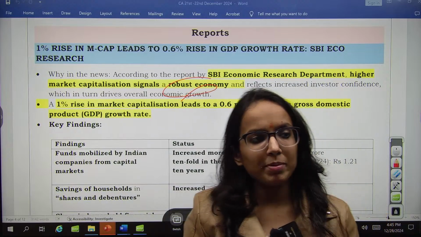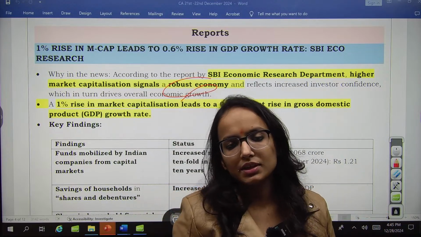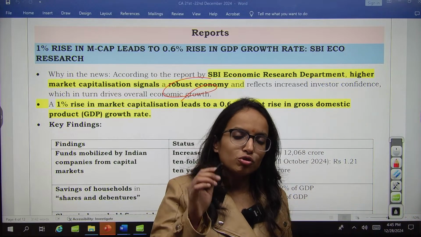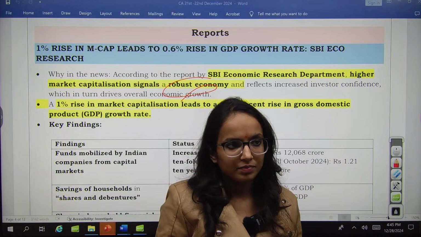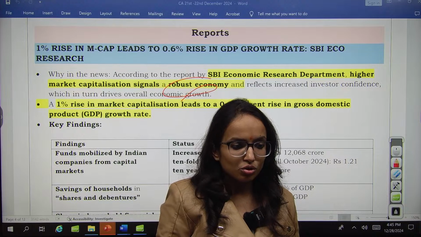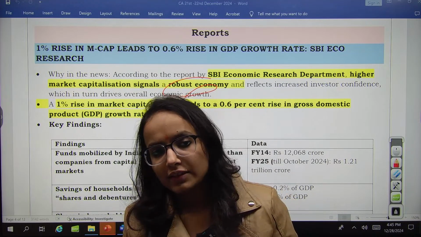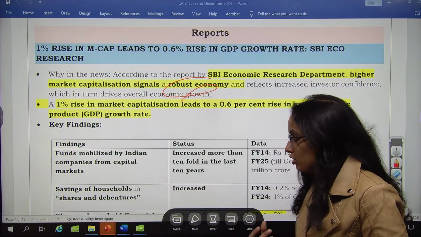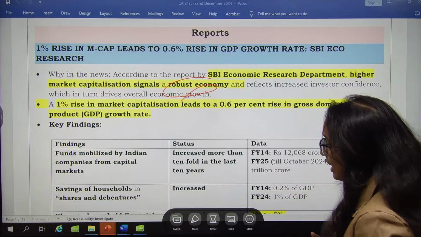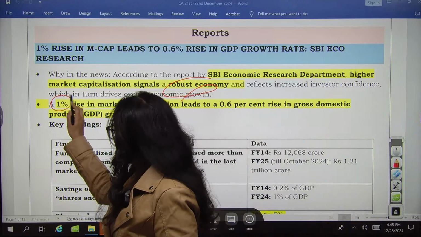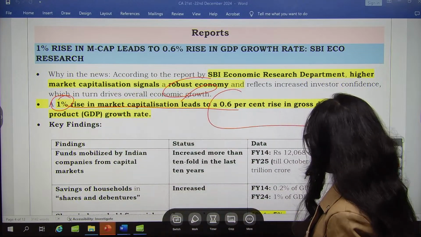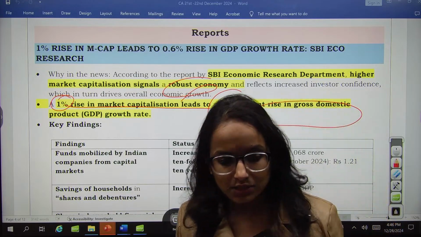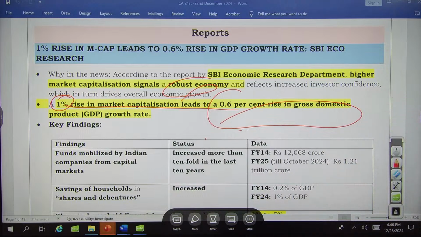For example, how many shares are outstanding of a company, say company A, and what is the current market price, right? So you multiply them, it gives you the total market capitalization, right? So this report has highlighted that market capitalization has an impact on economic growth. It signifies that your economy is robust, and it has given this figure. It has stated that a 1% rise in the market capitalization leads to a 0.6% rise in GDP. You can remember this. 1% rise in MCAP, market capitalization, can lead to 0.6%.